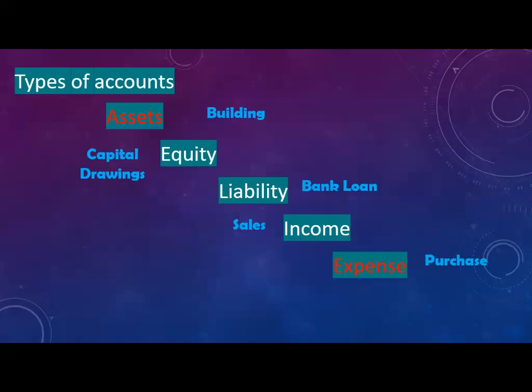I have given one example each for asset, liability, income and expense. Equity, of course, has only 2. So for the other 4, you write this example as well as one example of your own. Building, you can write one more example. Bank loan, one more example. Sales, one more example, right? Can you note it down? Note it down, everyone.